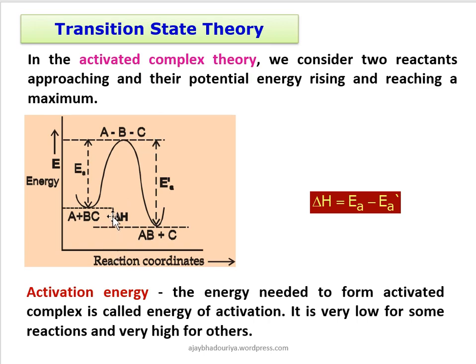This is showing delta H. It means that is the value of EA dash, meaning the product, and that is the EA. So delta H is equal to EA dash minus EA.